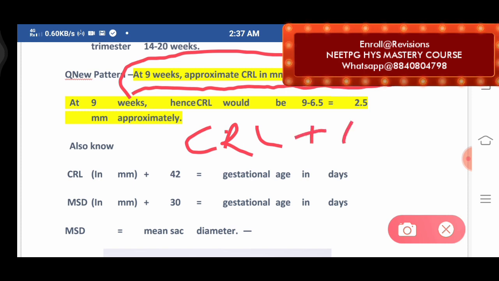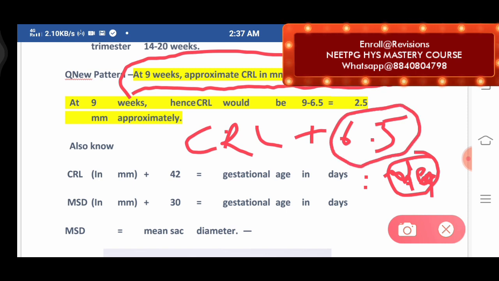plus 6.5 is equal to the age in weeks of the fetus. Now here they have given you the millimeter. Here what they have given is the age in weeks. So here they have given you the week, 6.5 is in the formula, and they are asking the approximate CRL.